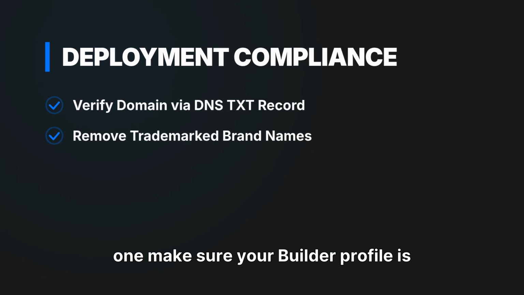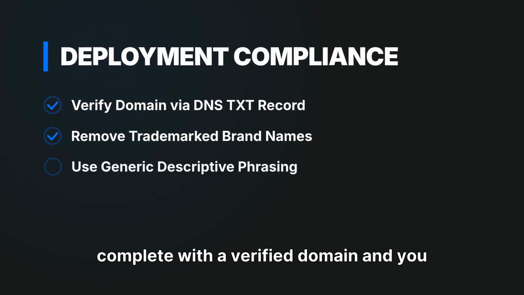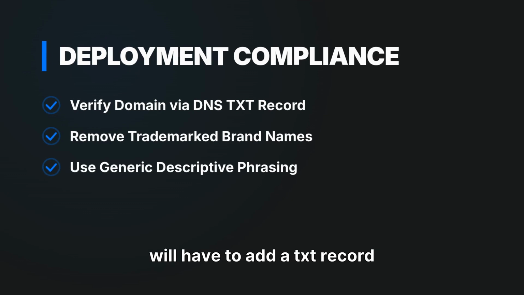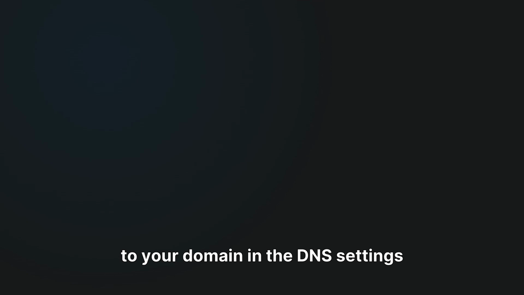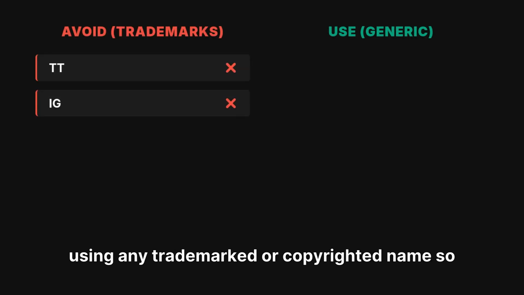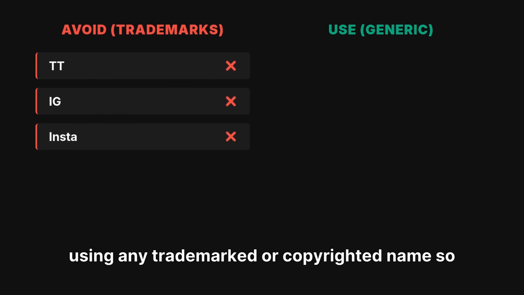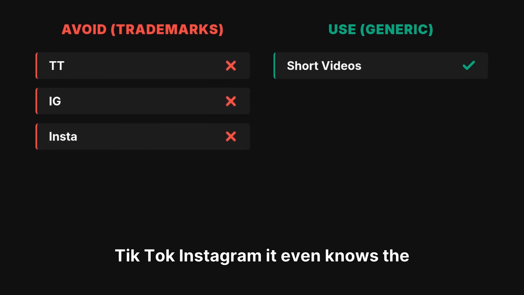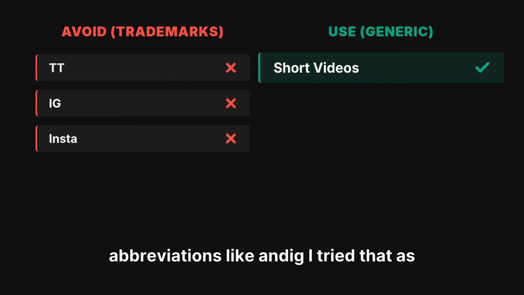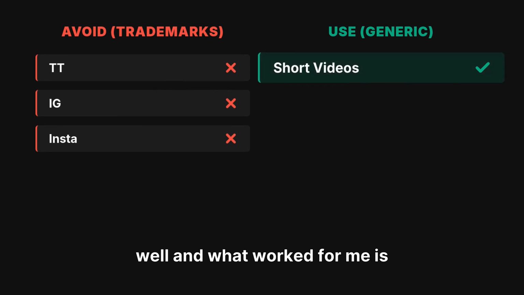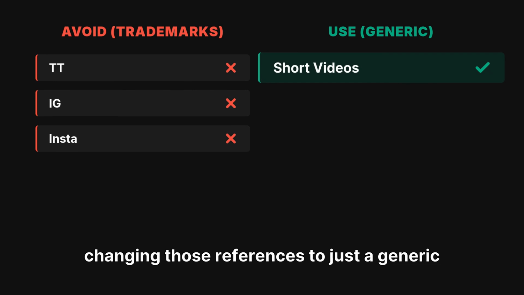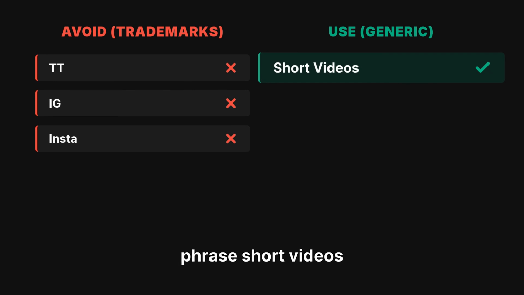Number one, make sure your builder profile is complete with a verified domain, and you will have to add a TXT record to your domain in the DNS settings. And number two, making sure you're not using any trademarked or copyrighted name. So TikTok, Instagram, it even knows the abbreviations like IG. I tried that as well. And what worked for me is changing those references to just a generic phrase, short videos.